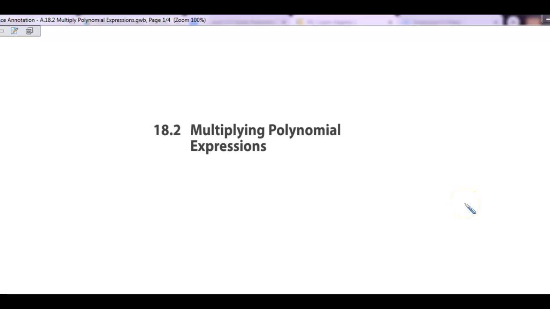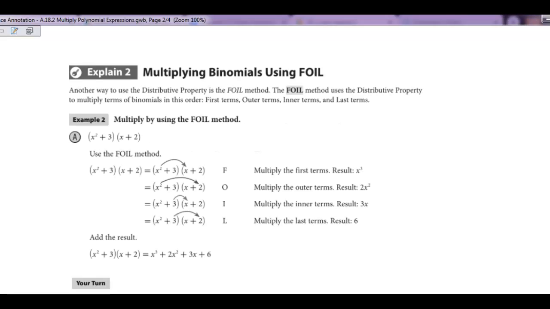Today we're going to be multiplying polynomial expressions. And just like when we were multiplying by the monomial, we'll be doing a distributive property type process. Okay, so this process is called the FOIL method. FOIL uses the distributive property to multiply terms of binomials in this order: first term, outer term, inner term, and last. I always call it first, outside, inside, last.